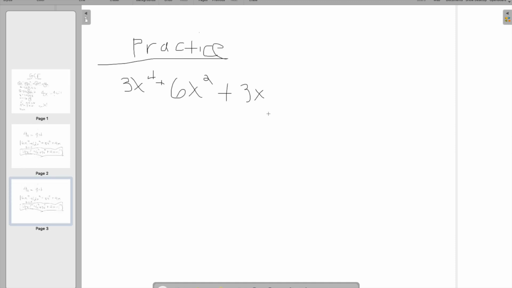So let's do some practice. For 3x to the fourth power plus 6x squared plus 3x, you're going to find the coefficients first.